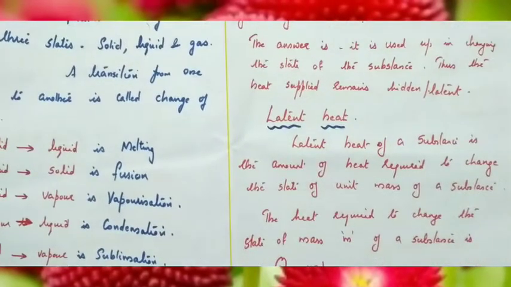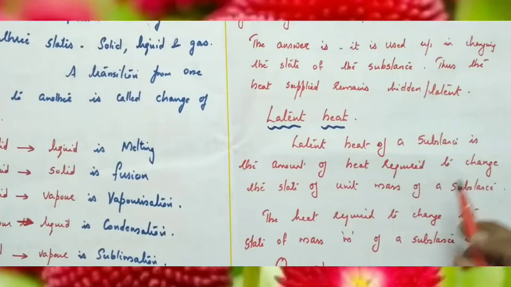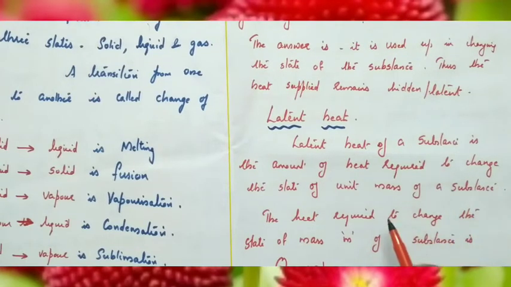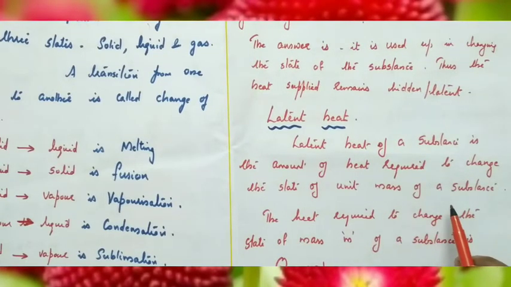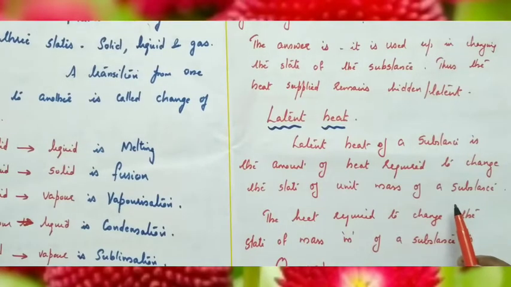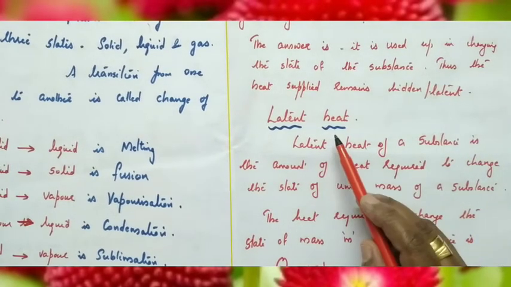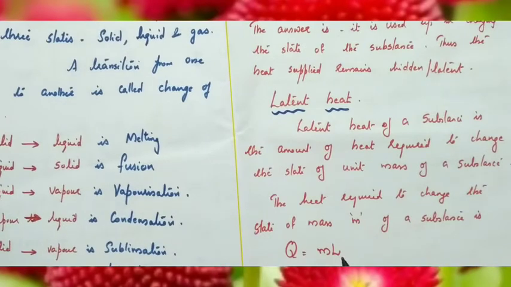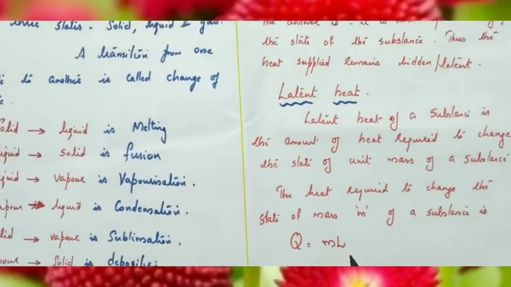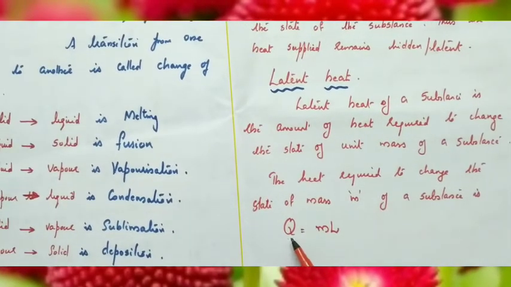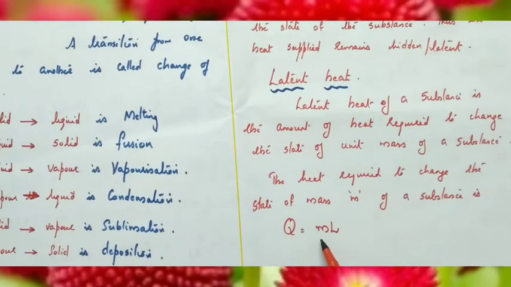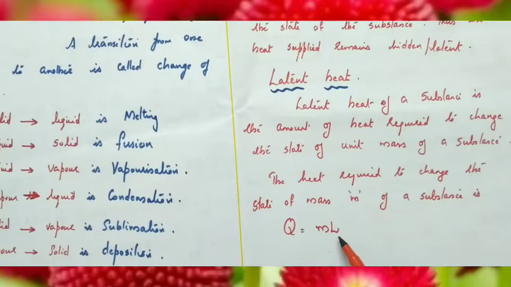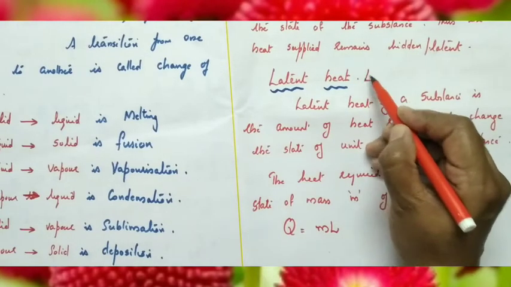So, what is latent heat? The latent heat of a substance is the amount of heat required to change the state of unit mass of a substance. So the amount of heat required during change of state is called latent heat. The quantity of heat required to change the state of mass m of a substance is given by Q equal to m into L, where Q is the quantity of heat required during the change of state, m is the mass, and L is called latent heat.